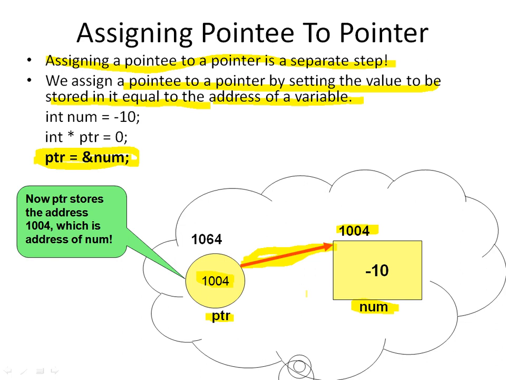But it is customary that we say the pointer is pointing to num because it's storing the address 1004. The address of the pointer itself is inconsequential at this point. So now let's go to our Visual Studio and see that if the address stored inside the pointer is actually the address of num, we should be able to print the address of num two different ways and convince ourselves that the pointer does store the address of num.